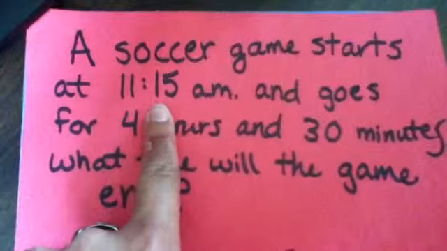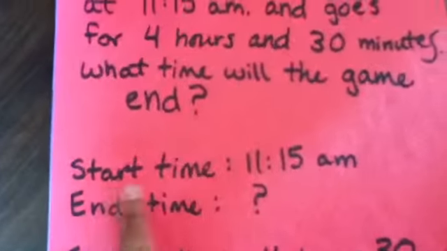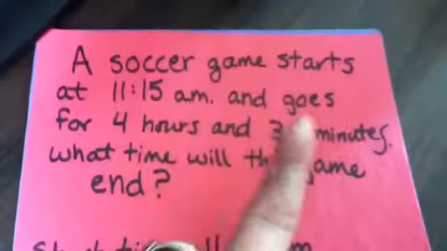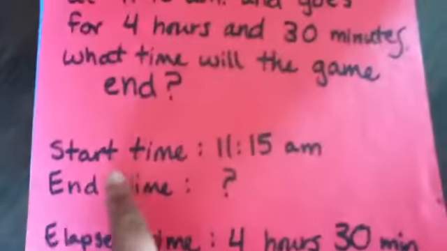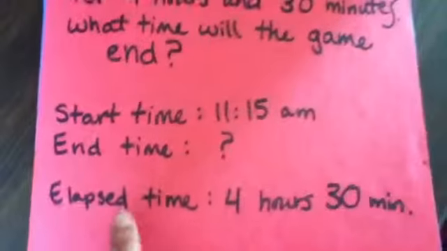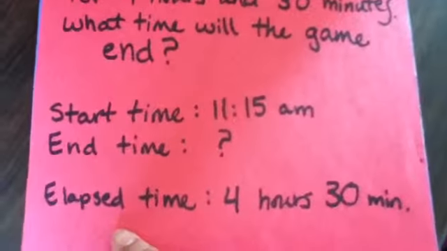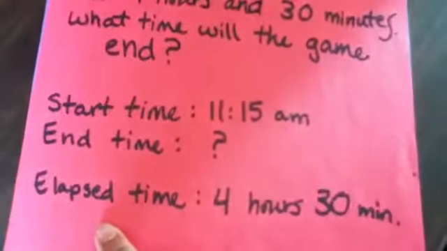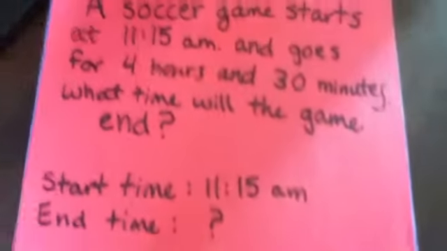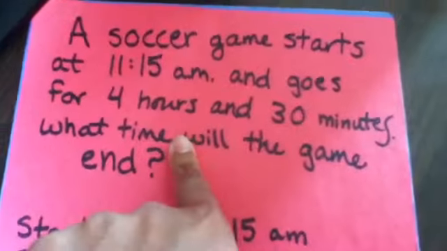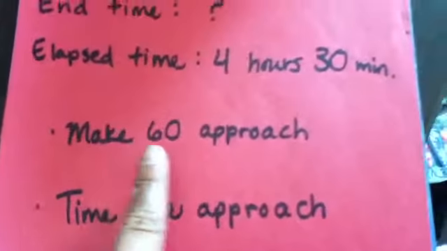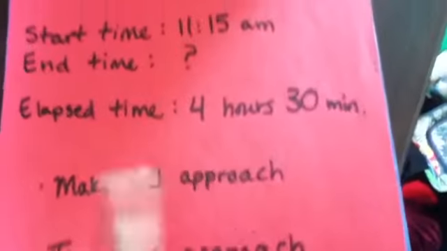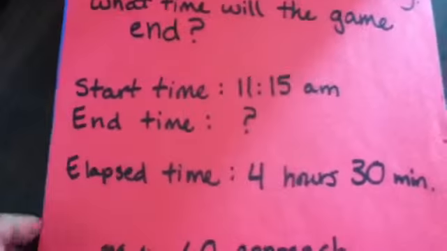So the game starts at 11:15 a.m. So our start time is 11:15 a.m. It doesn't tell us what time the game ends, but it's asking us to find what time will the game end. So we're going to put a question mark there because we don't know it yet, okay? And we know that our elapsed time, or the time that has passed from the time the game started till the game ended, is 4 hours and 30 minutes, okay? Because when we go back into our word problem and check, it says the game goes for 4 hours and 30 minutes, okay? So that's our elapsed time. So we're going to be using the Make 60 approach and the timeline approach to find what time the game will end, okay?